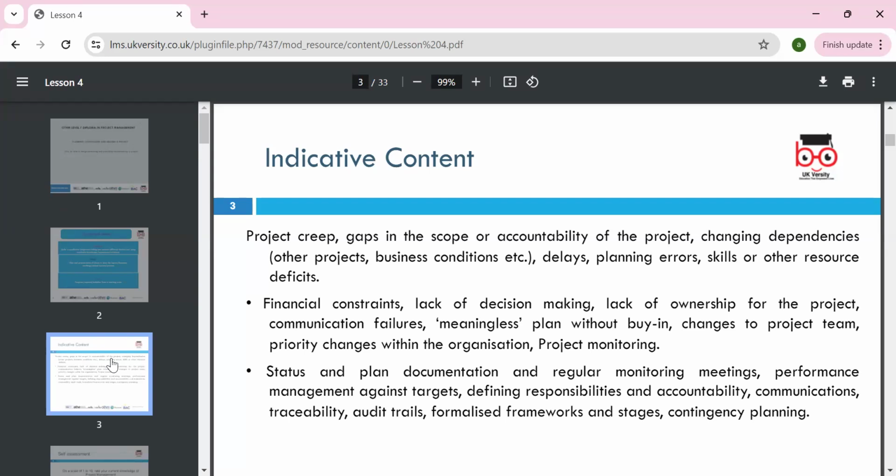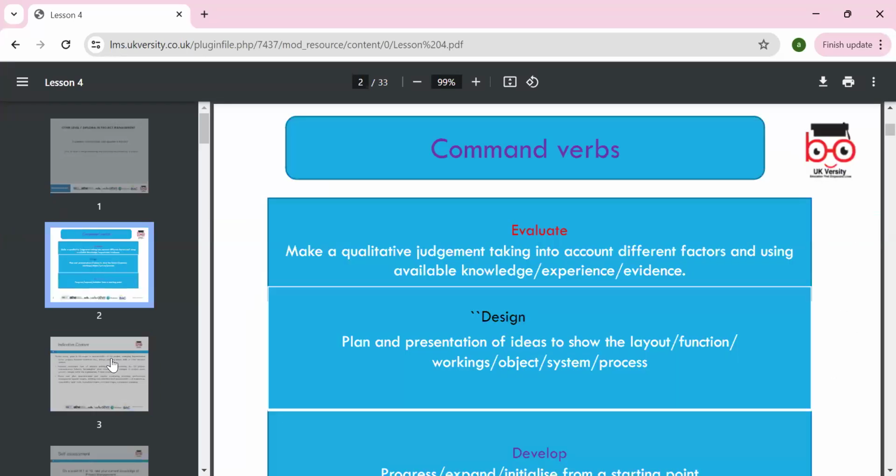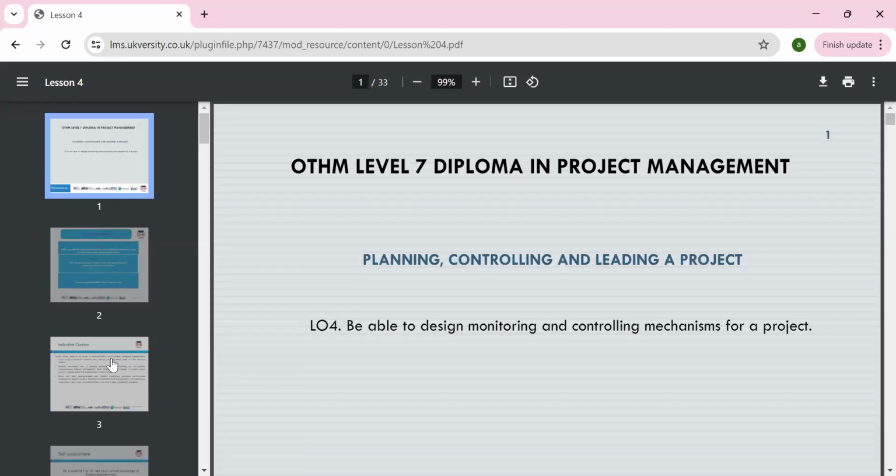Again, the target, defining the responsibility, accountability, and communication, and we'll look at traceability and audit trail, and at the stages and contingency planning. Okay, the key command words for this lesson are evaluate, design, and develop.